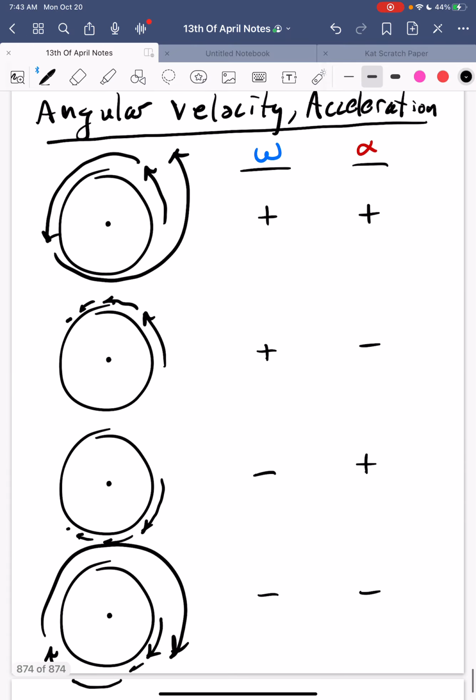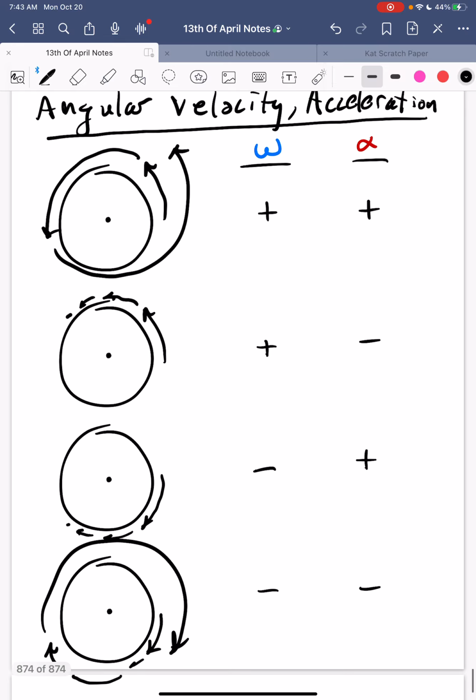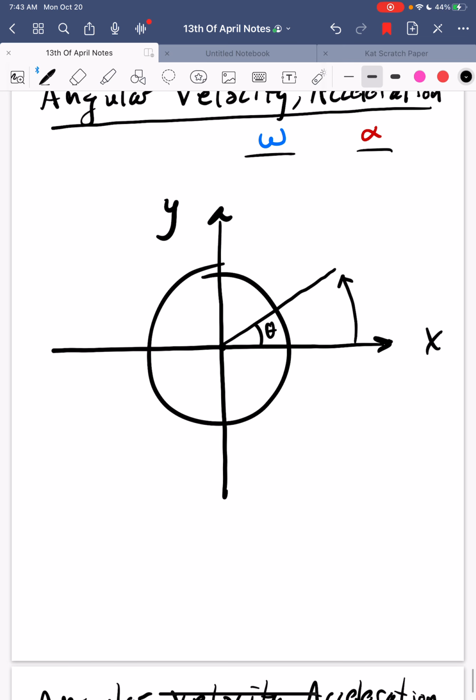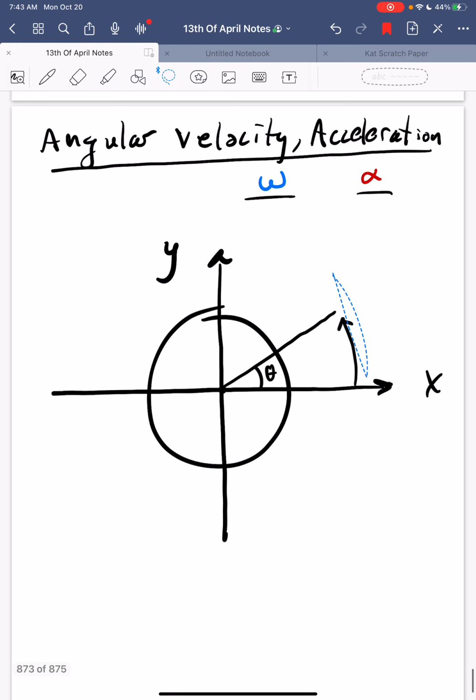So these are the different cases of angular velocity and angular acceleration acting on a disk. Again, it's all defined by going above the positive axis, the x-axis. That's the positive direction, like that.